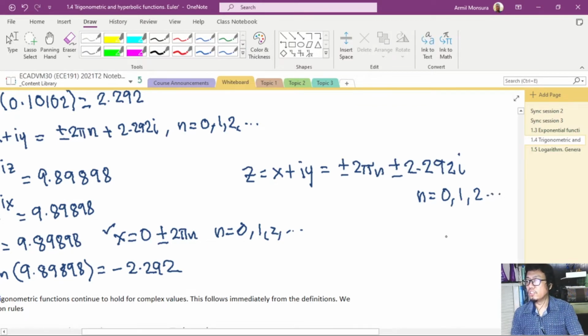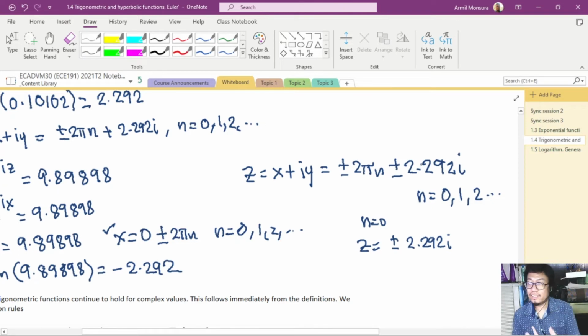Okay, so again, as I mentioned at the start of this problem, that equation does not really have real solutions. Take note that if you set n equals 0, which is the principal value of z, z becomes plus or minus 2.292i, which is an imaginary number. And that becomes more complex as you actually increase n because you still have this part.